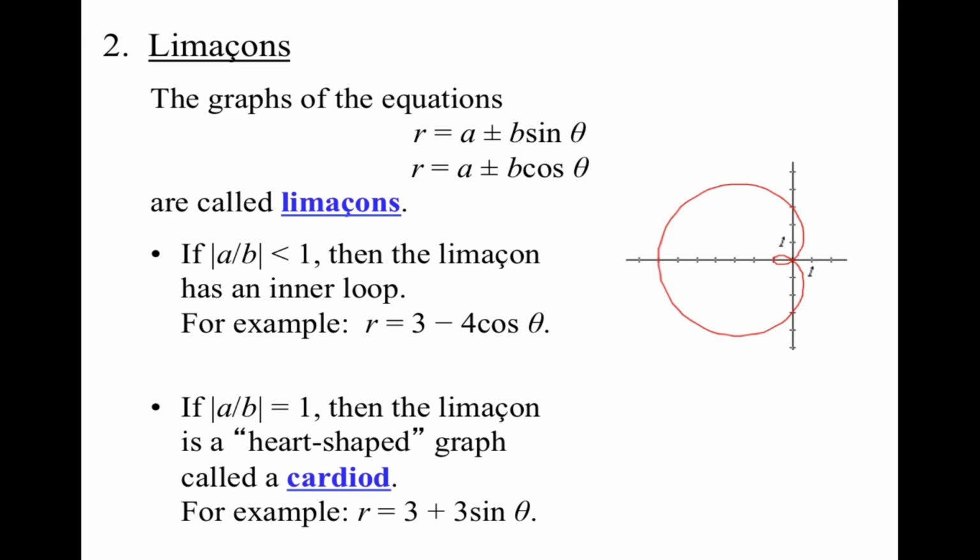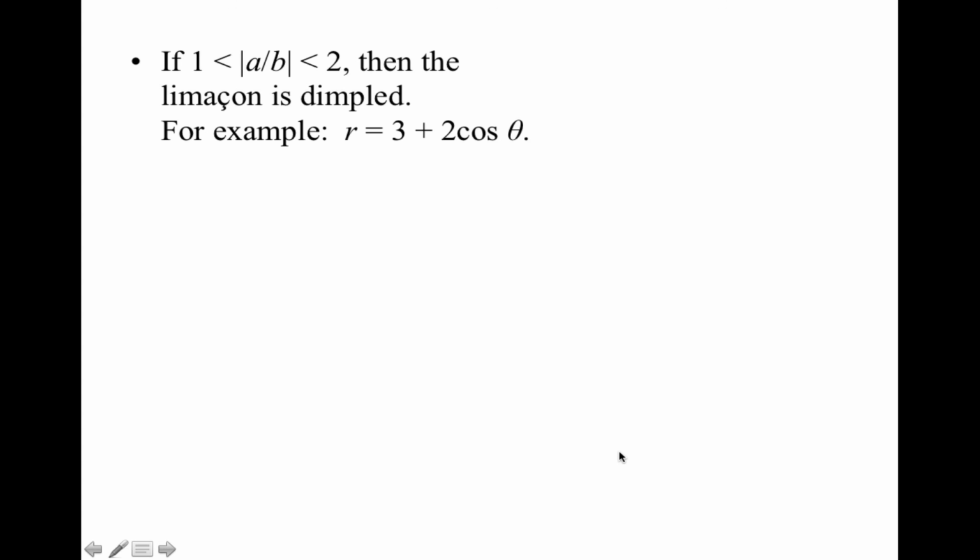If the absolute value of a divided by b is equal to 1, then the limacon is a heart-shaped graph called a cardioid. I think I pronounced that correctly. For example, r equals 3 plus 3 sine theta, and it kind of looks like this. So it has this little dimple in, so it kind of looks like an upside down heart-ish shape.